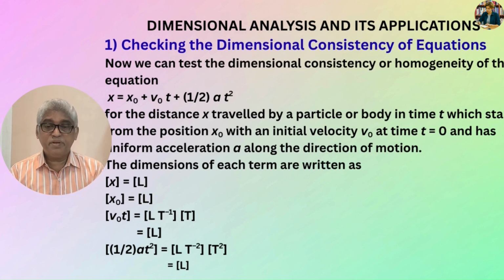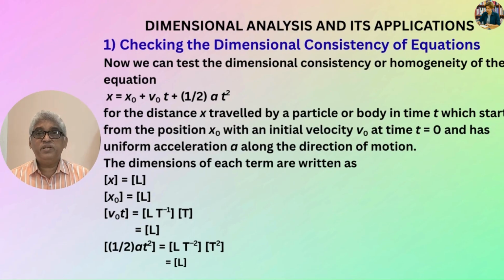And whatever expression we handle, what is its actual meaning? For example, this is the famous equation. From earlier standards, you know that v is equal to u plus at, or s is equal to ut plus half at square. This is the more general form: x is equal to x0, the initial position, plus v0 t plus half at square, where a is the acceleration. Look at the description of that expression: the distance x traveled by a particle or a body in time t, which starts from the position x0 with its initial velocity v0 at time t0 and has uniform acceleration a along the direction of motion.